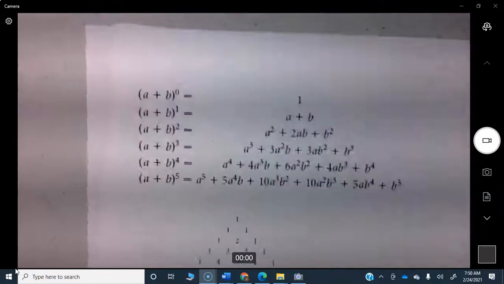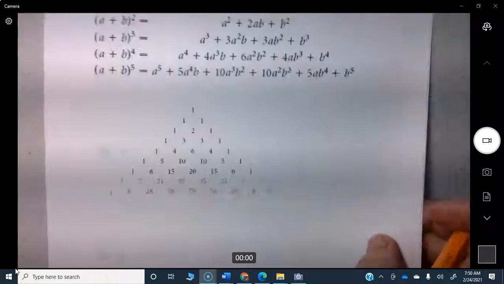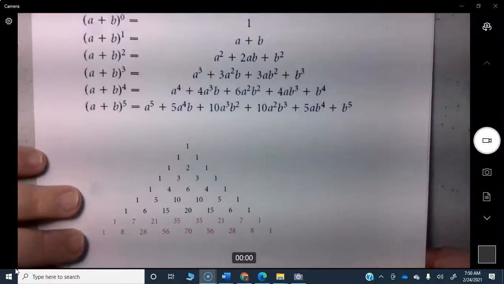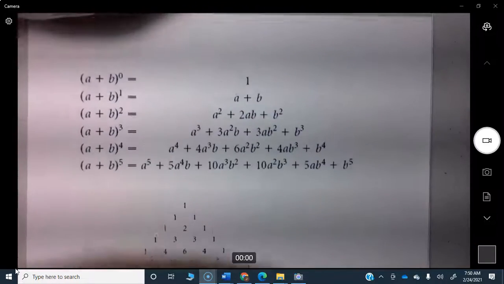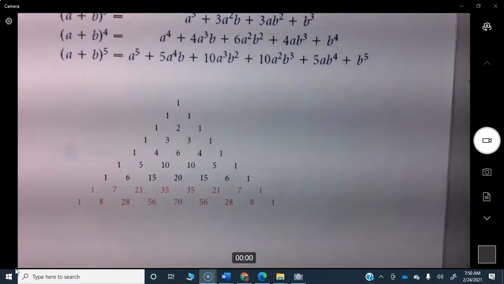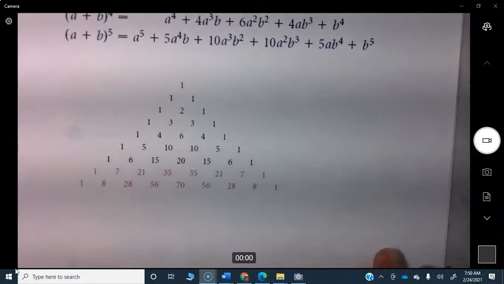Okay. This is explained in the instruction video, and I'll explain it again here. This is binomial theorem. It's called Pascal's triangle. You don't need to remember that name. And actually, you could memorize how to do this in about 3 minutes.